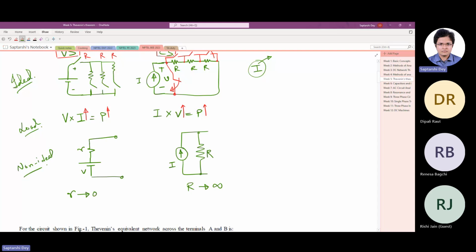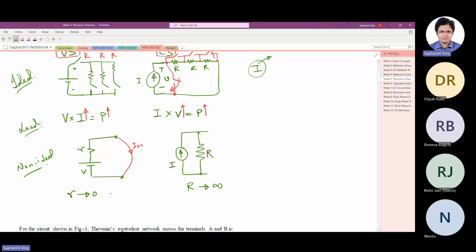Now you will be able to understand why we cannot open circuit the current source. We will go into that. Let us first look at the voltage source. Say we short circuit a voltage source. What will happen? A current will flow, ISC. So how much is ISC? I short circuit is V by R. Now R, as I said, is very, very small. So if R is very small, the current that will flow is very large.